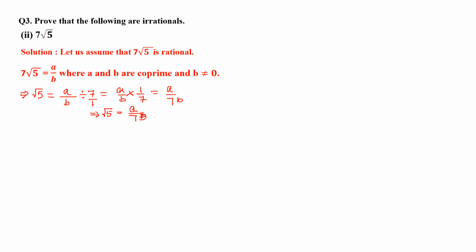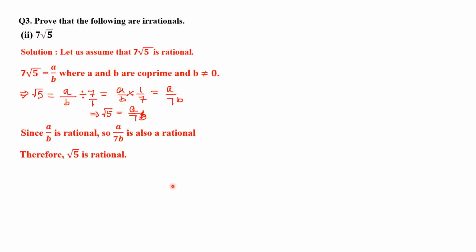Okay. Now we already know that a by b is a rational number, isn't it? A by b is a rational number. And what you have done, you have multiplied 1 by 7 in that. So again, we know that the product of two rational numbers is a rational number. So it means a by 7b is also rational. And if a by 7b is rational, and that value is equal to root 5, so it means root 5 is also a rational number.